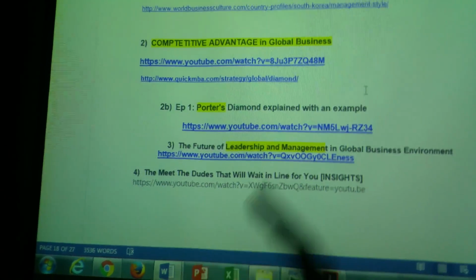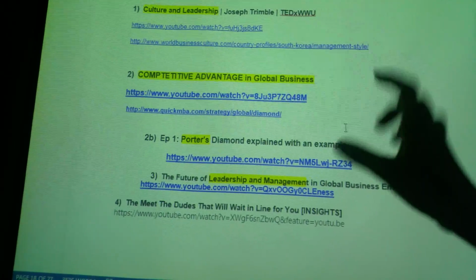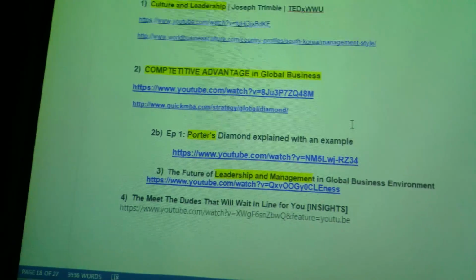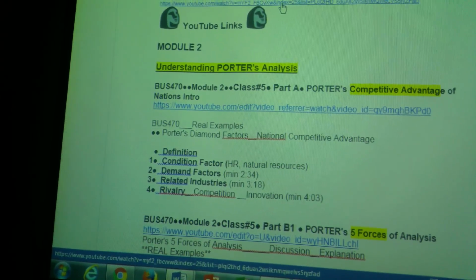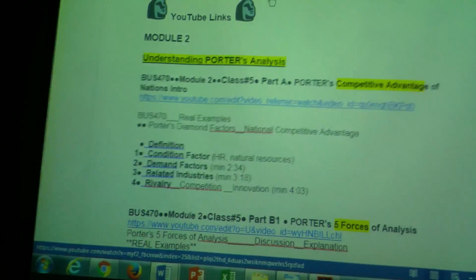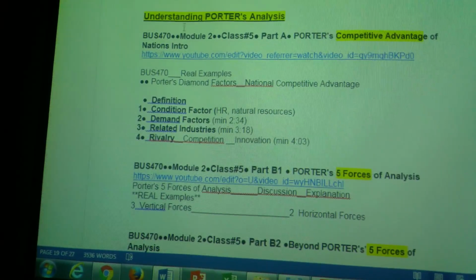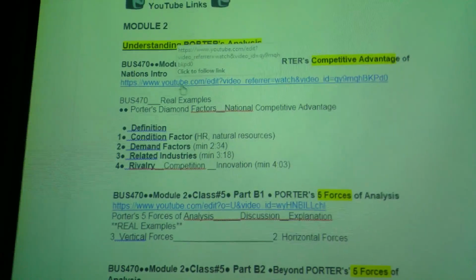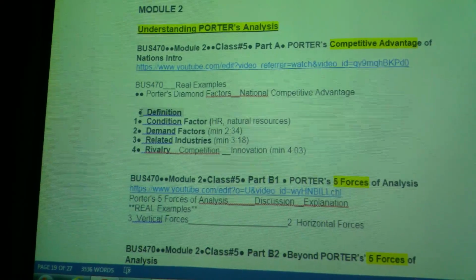The diamond, that is explaining the competitive advantage in global business, and the five forces. That's an alternative, as you were saying, to the SWOT analysis, okay? That's at the company level. So on the video that I provided, this is from last class, we were talking about the definition.